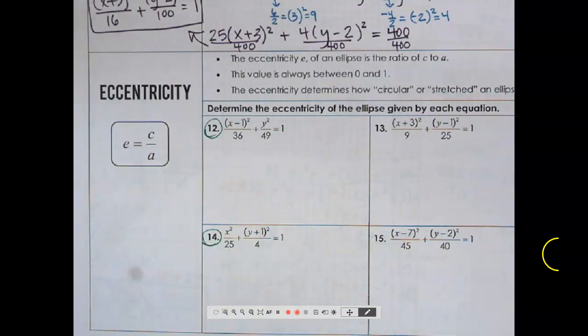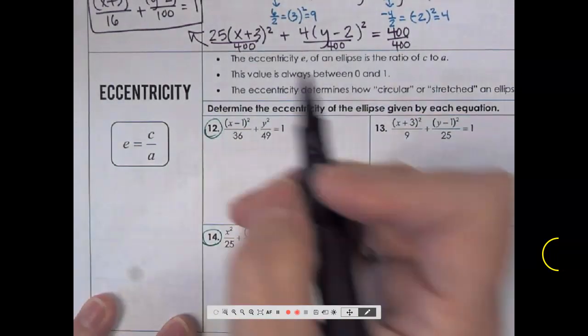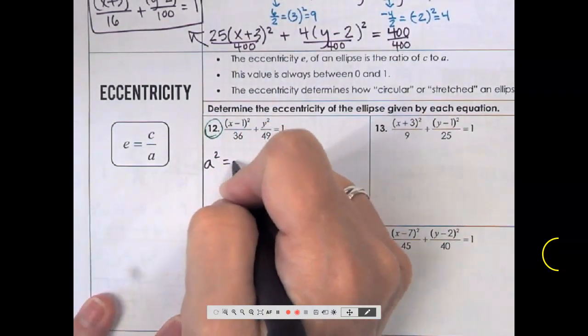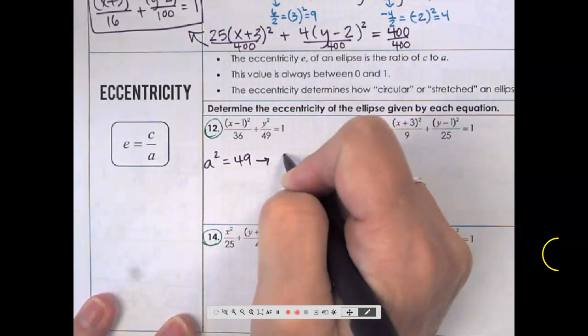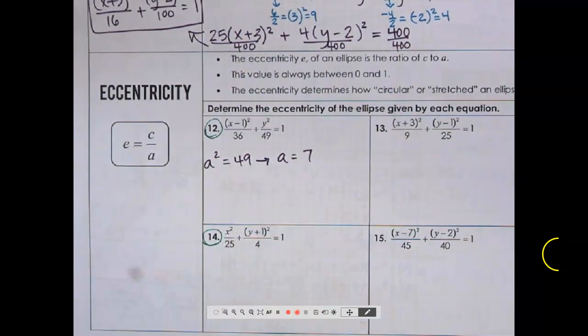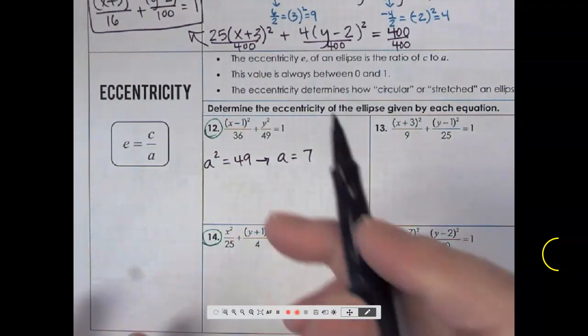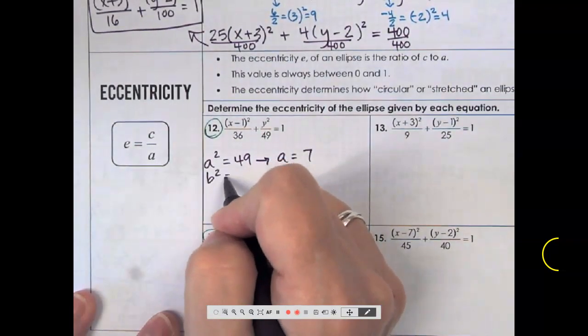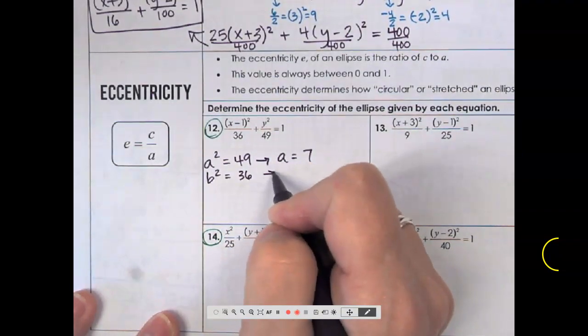What is A squared? 49. Okay, A is 7. So A squared is 49. How do I know which one is A squared? It's the bigger one. Okay, so B squared is 36, which means B is 6.